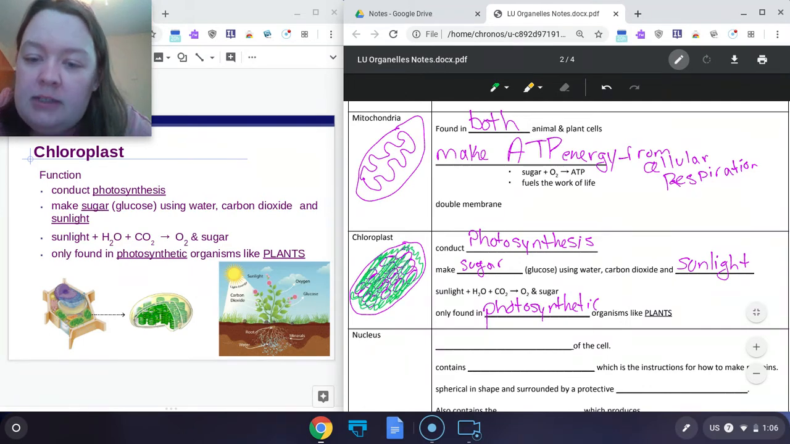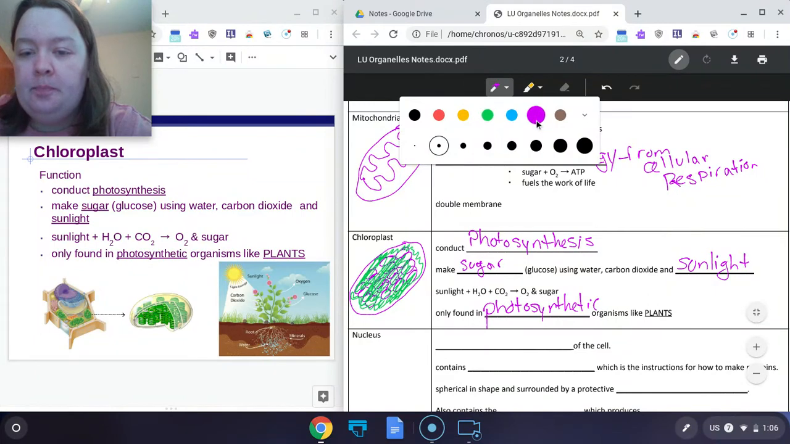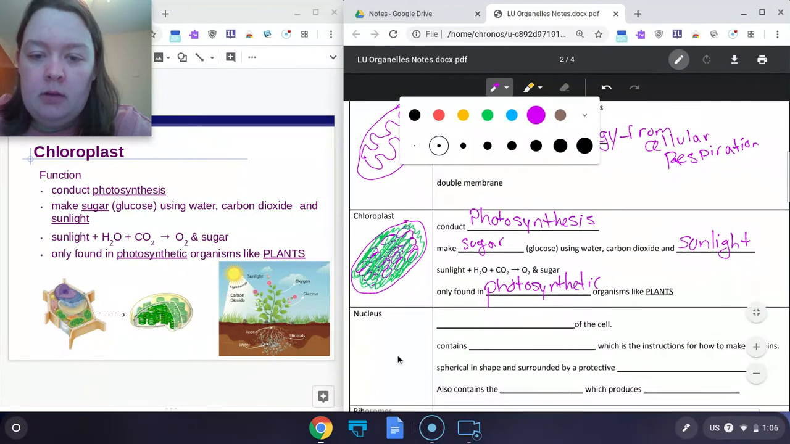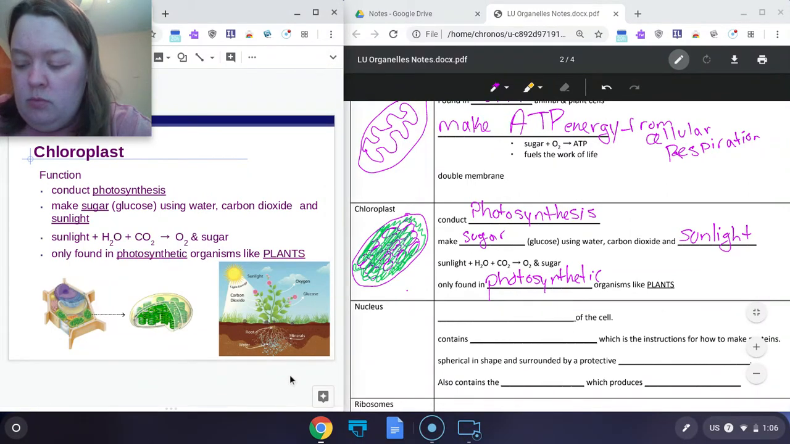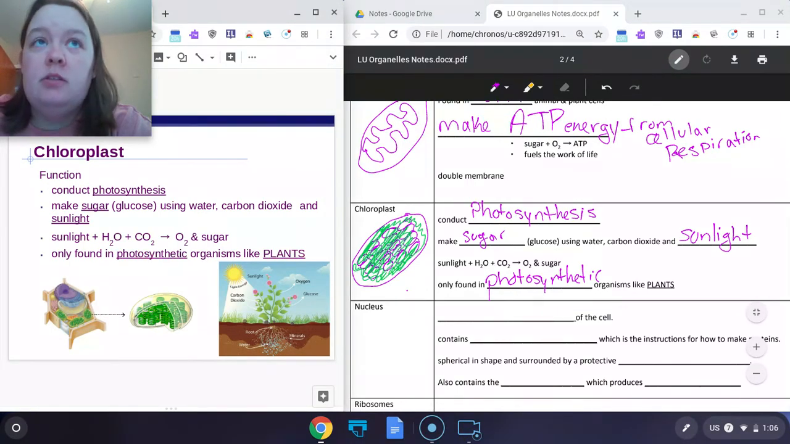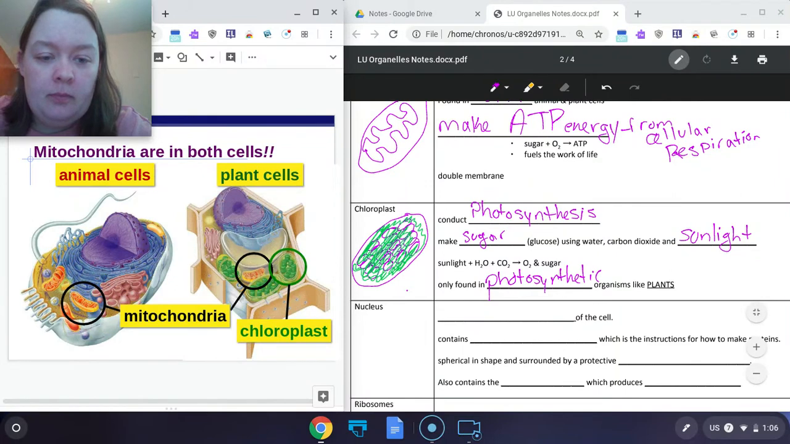So the chloroplast is green because it does photosynthesis. And again, these are only found in organisms that do photosynthesis like plants. So our animal cell has no chloroplast. Our plant cell has a mitochondria and a chloroplast.